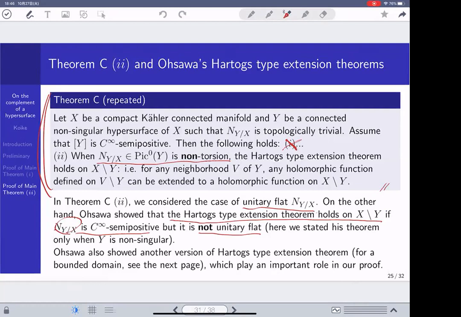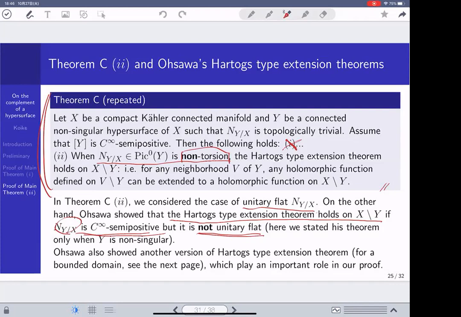Actually, here he stated only a part of his theorem because he considered a bit generalized situation, including the singular hypersurfaces. But roughly speaking, his Hartogs type extension theorem is on the hypersurface Y such that the normal bundle is semi-positive, but it is not unitary flat. And my assertion is for non-torsion unitary flat normal bundles. So it can be regarded as a variant of Ohsawa's Hartogs type extension.